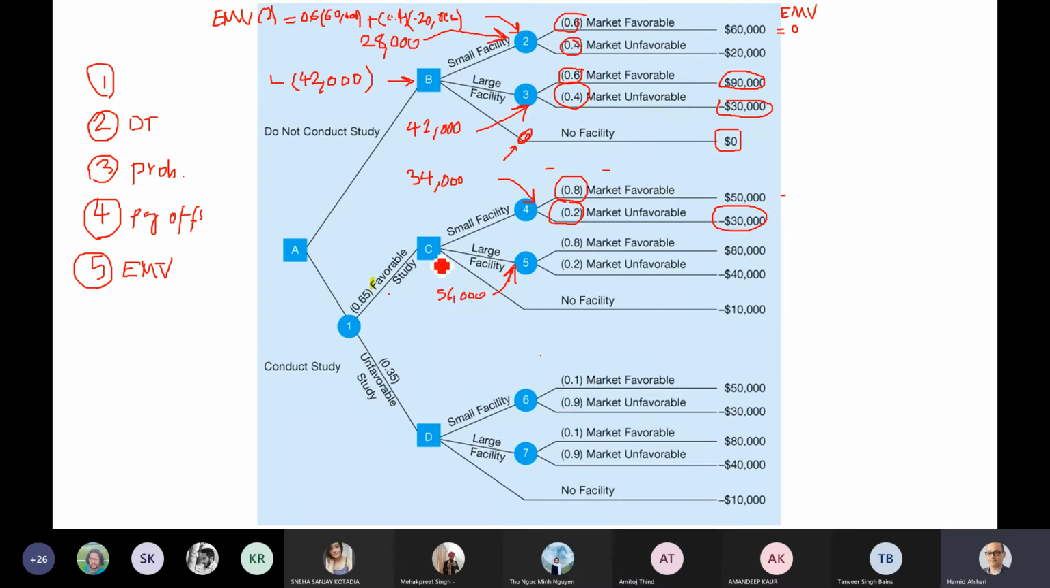Okay, here I need to make a decision. I am on another square and I need to make a decision. So I should select between $34,000, $56,000, and minus $10,000. Which one will be selected? 56,000. Perfect. So here will be another large plant and my earning will be $56,000. Good.